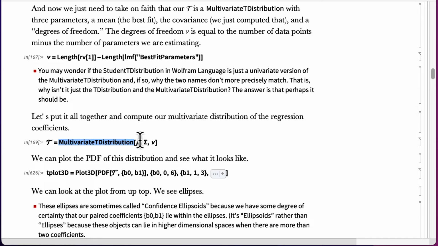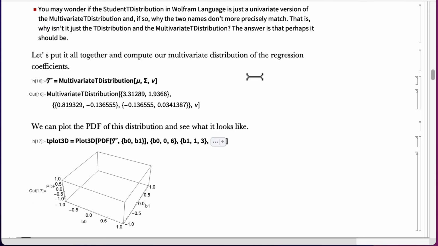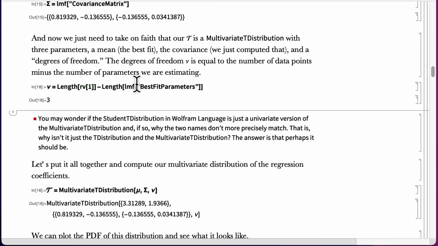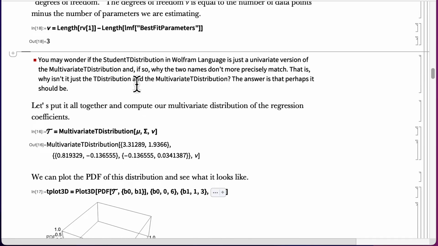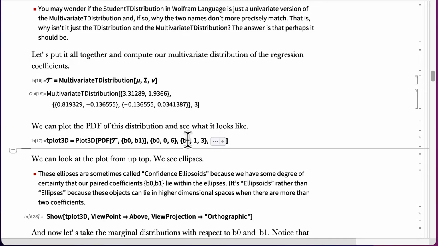So let's build that script T, the multivariate regression distribution, and we'll do that by creating a multivariate T distribution and making those arguments mu, sigma, and I think that's a nu actually, not a v. But before I do that, I better remember to tell the kernel about nu. All right, now the kernel knows about nu. Let's evaluate our script capital T. And now that I've fixed a little problem, let's plot the PDF of our multivariate regression coefficient distribution.